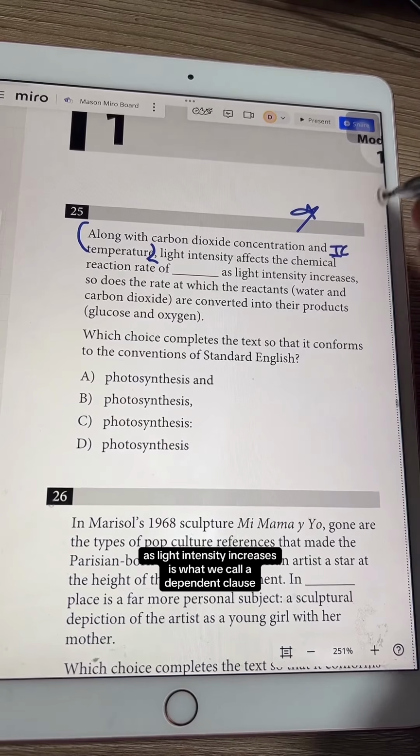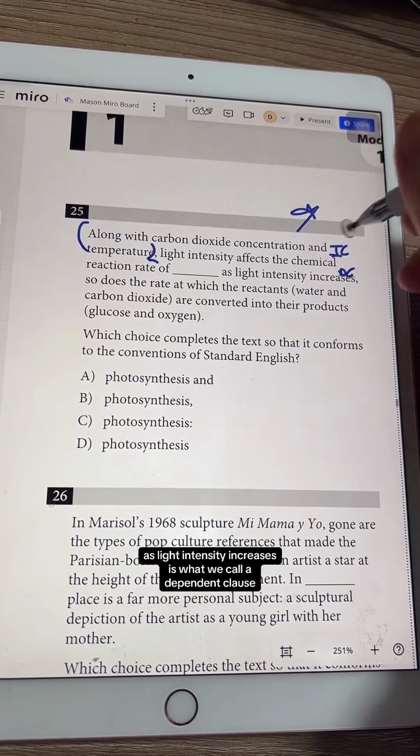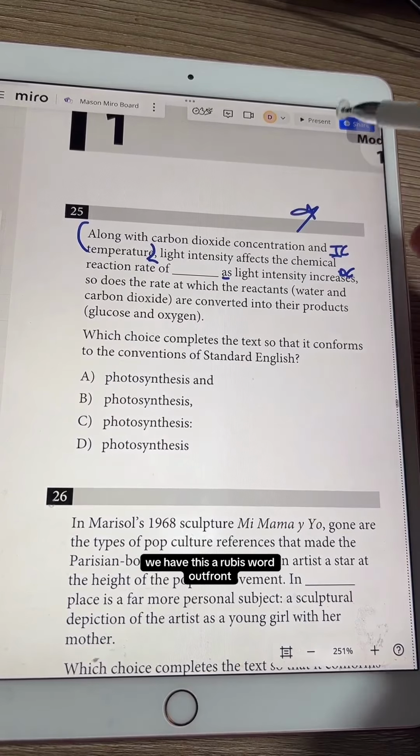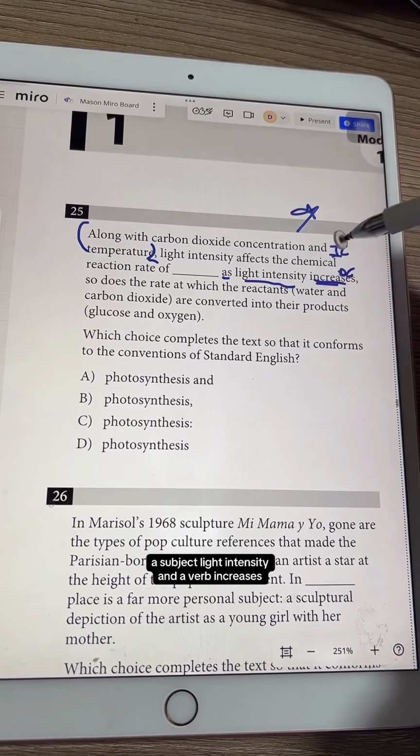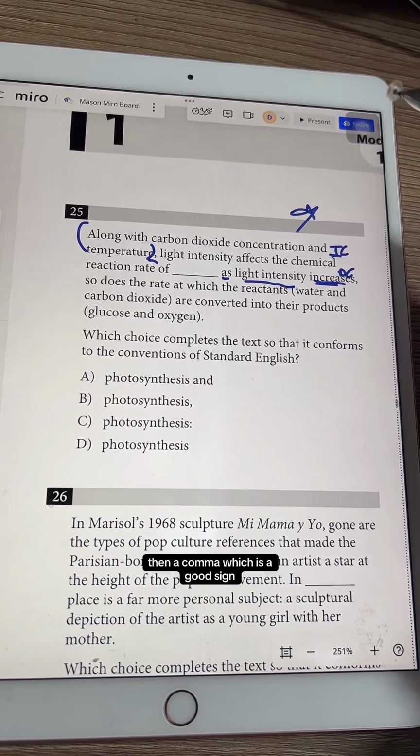As the light intensity increases is what we call a dependent clause. We have this "a wubis" word out front, a subordinating conjunction, a subject, light intensity, and a verb, increases, then a comma, which is a good sign.